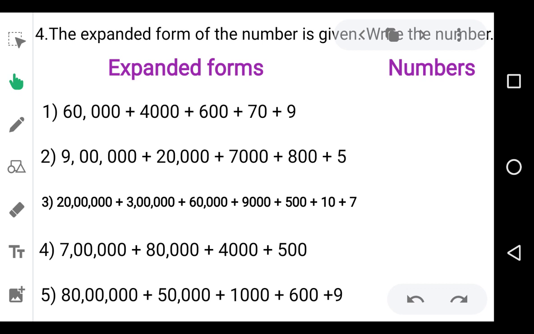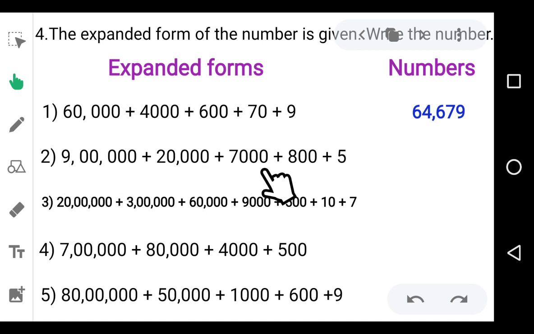See question number 4. The expanded form of a number is given. Write the number. Here expanded form is given. We have to write this expanded form in its number form. See first one. First is 60,000, 4,679. Here 60,000 and 4,000. This becomes 64,679.